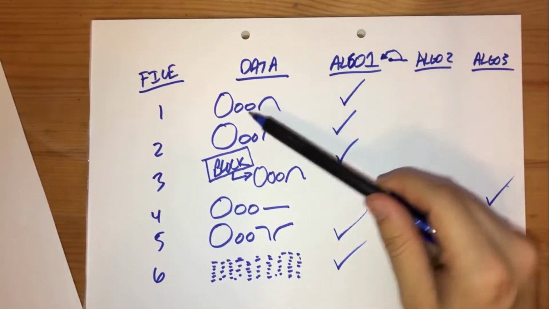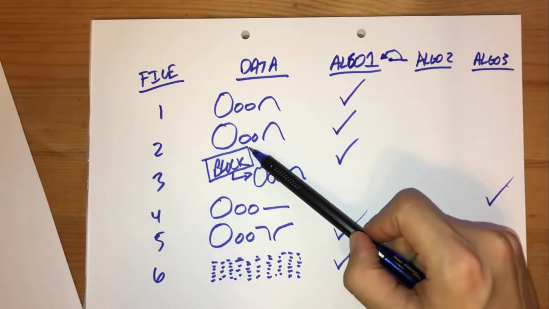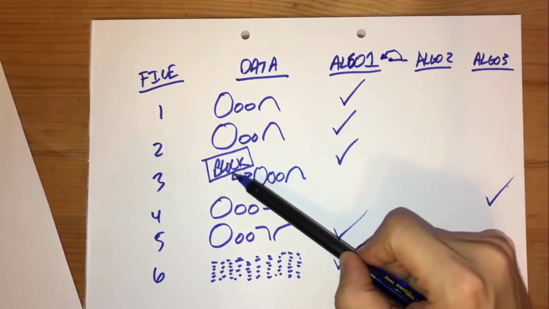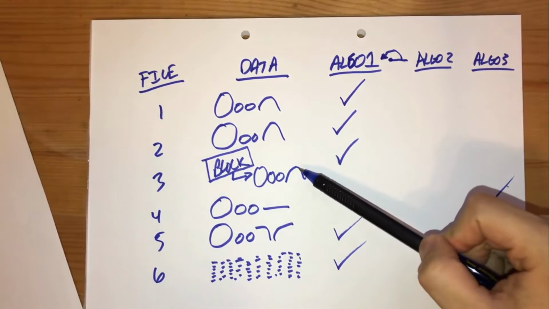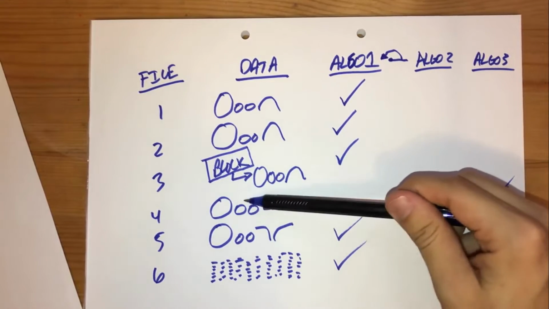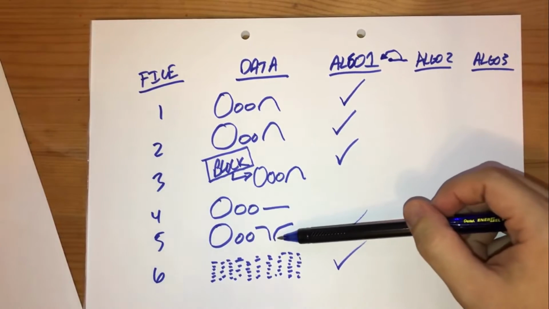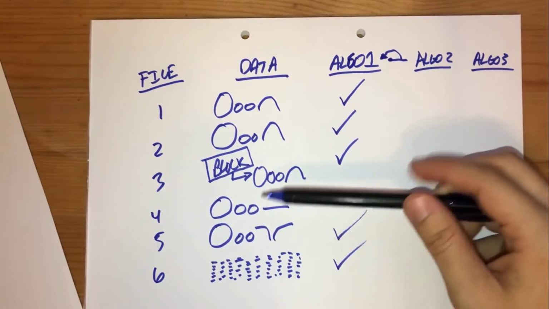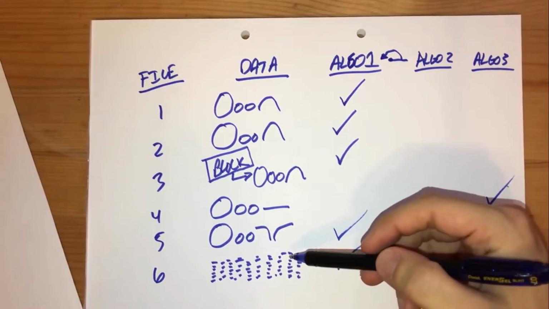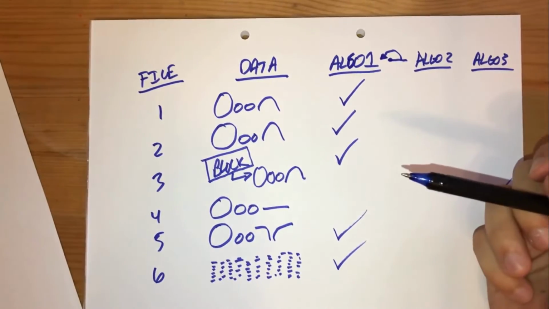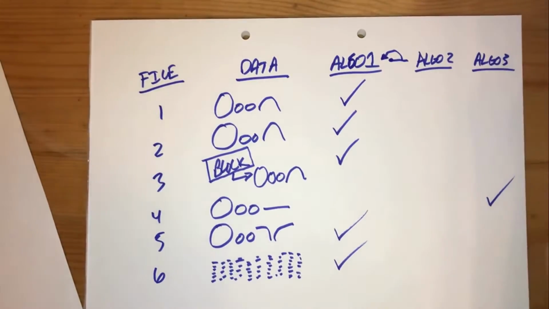File 1 was 3 circles and an arc. File 2 was the same, 3 circles and an arc. File 3 was a block with 3 circles and an arc inside of it. File 4 was 3 circles and a line. File 5 was 3 circles and 2 semi-arcs, let's say. And file 6 was about 1,000 facets, or 1,000 lines, of data that represented the smiley face.